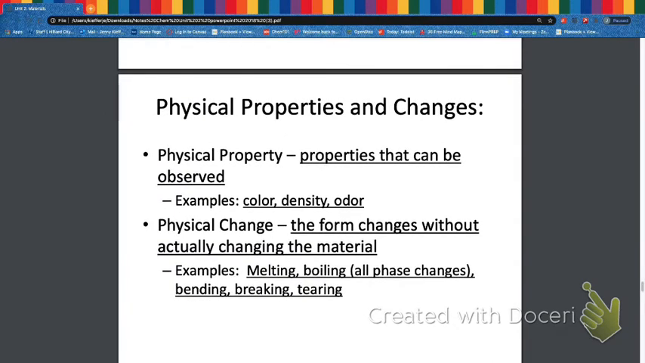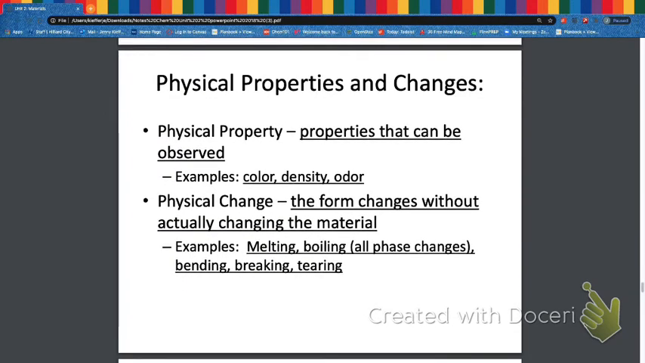And today we're going to talk about properties of matter. And we're going to start off by talking about physical properties and physical changes. So a physical property is defined as a property that we can observe with our five senses, or with a tool that extends our five senses. So sight, smell, taste, touch, sound. Usually we don't use taste in the chemistry lab because that can be dangerous.